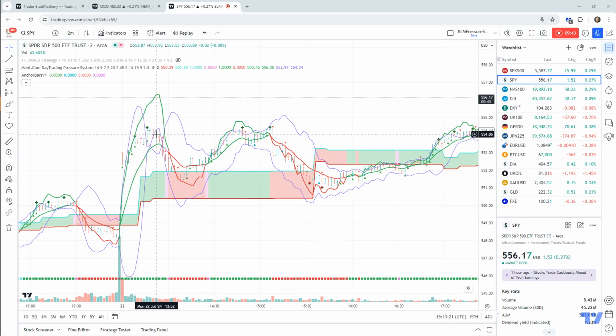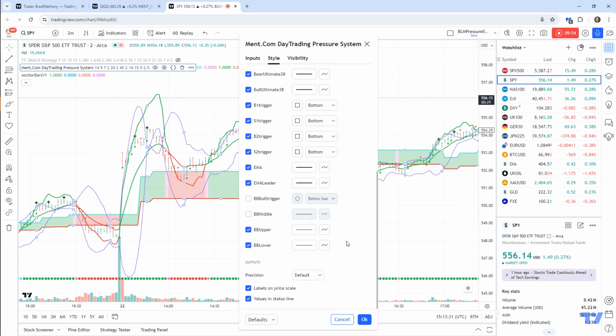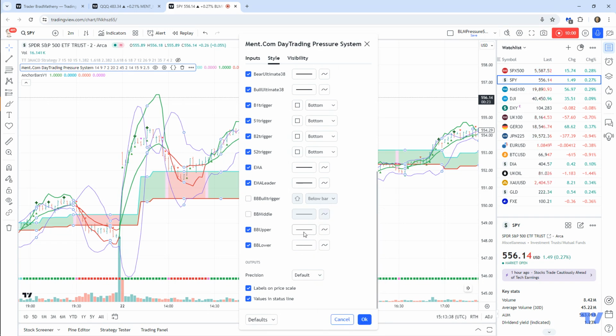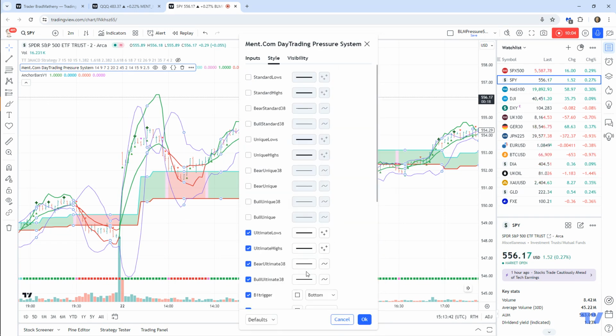We would want it to revert, and I can change these colors. Maybe it would help if I change the colors. Let's see, input style, color, Bollinger Band. Let's see, visibility, yep, style.